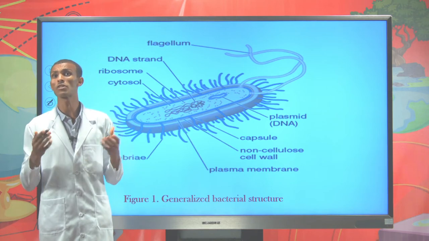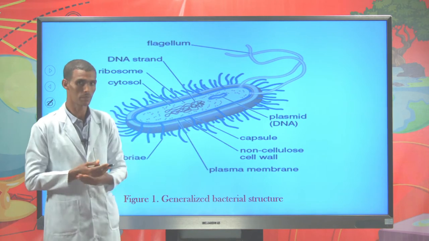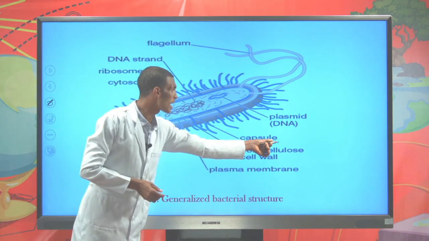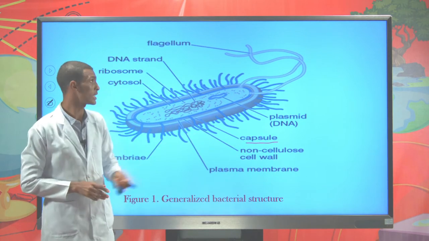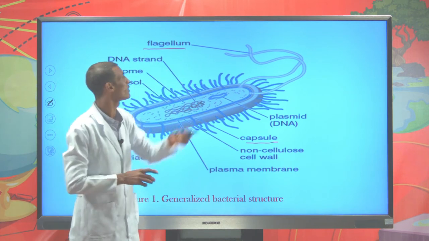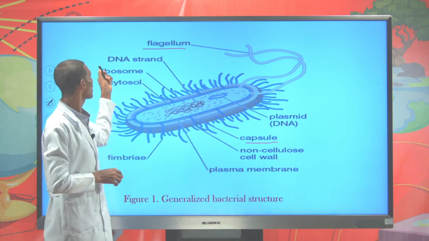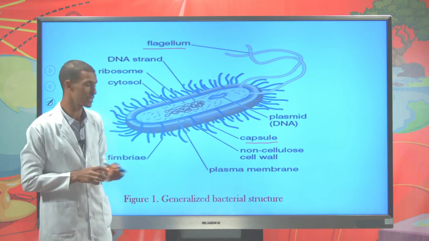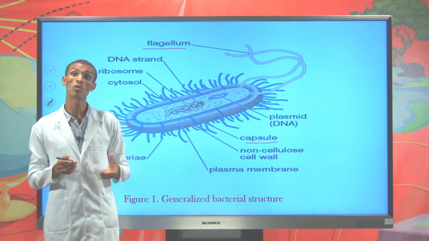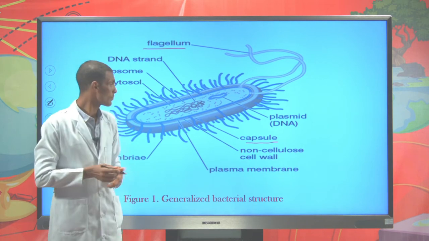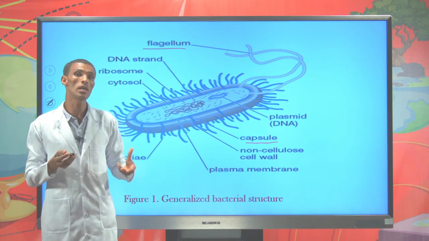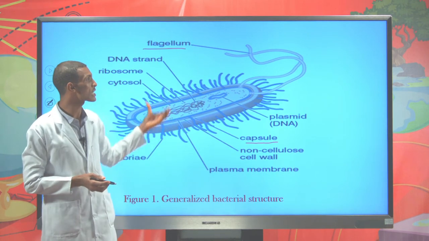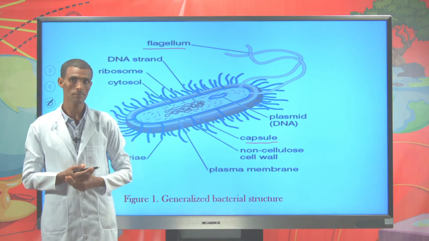The general structure of a bacterial cell looks like this. Not all bacteria have a capsule, and not all bacteria have a flagellum, but they have DNA, or genetic material, which includes plasmids, and they all have a cell membrane. So, bacteria are unicellular organisms with this kind of structure. This is a generalized structure for a bacterial cell.